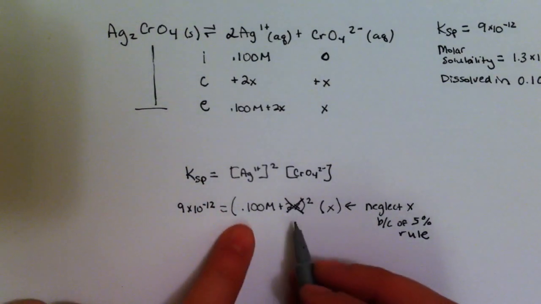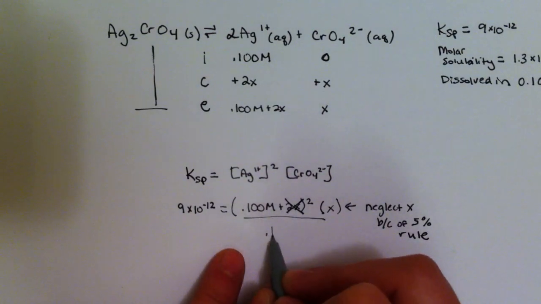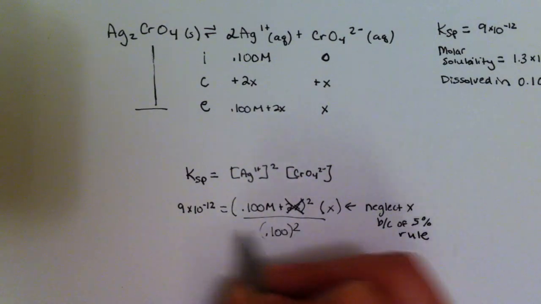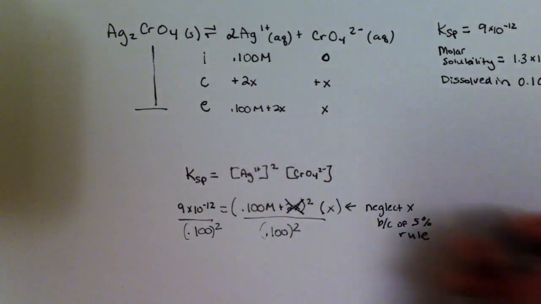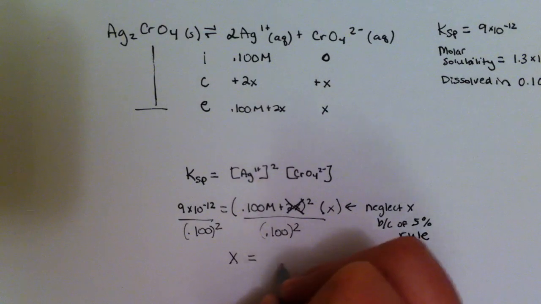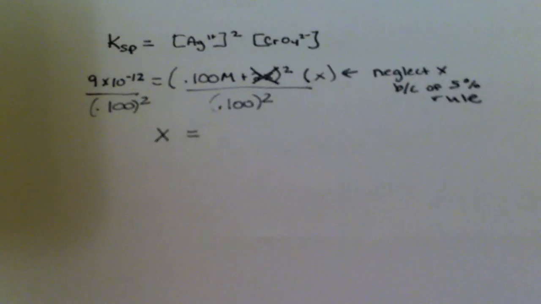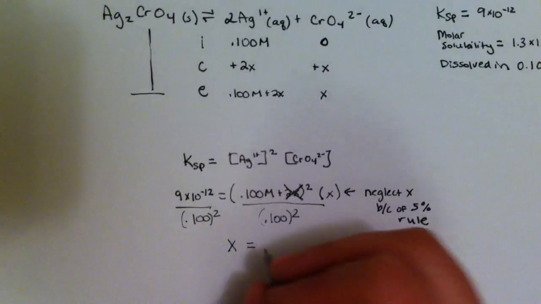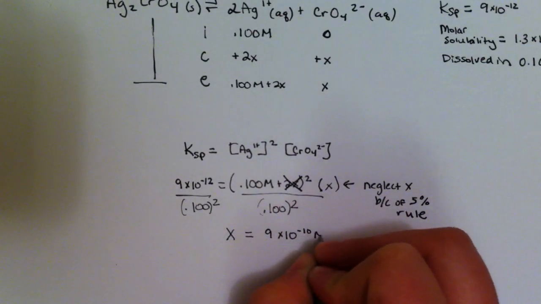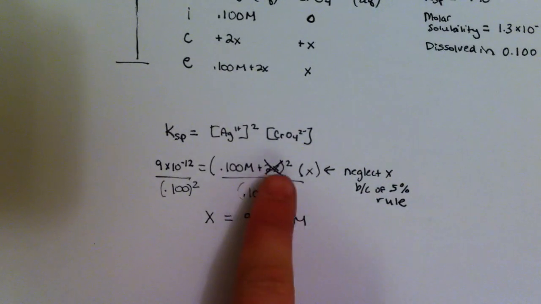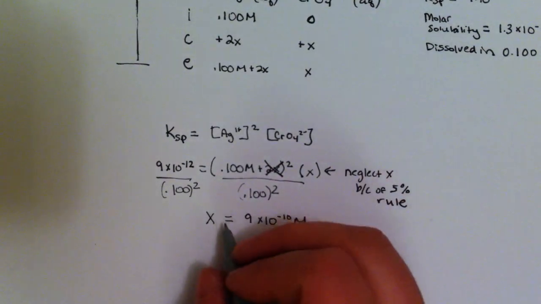So with that x gone, our math just got so much easier. All we do is we divide by 0.100 squared, and we solve for x, and in this case we find that x is equal to, I'm cheating, 9 times 10 to the negative 10th. Okay, much smaller than 5% of the common ion.